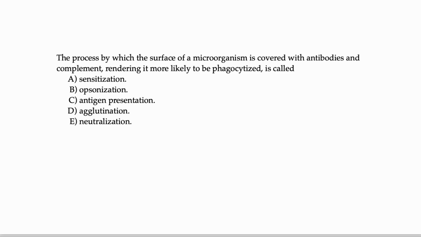All right. The process by which the surface of a microorganism is covered with antibodies and complement, rendering it more likely to be phagocytosed, is called. And the word that I didn't mention on the last slide is opsonization. And this is a very important vocabulary word. It's a strange word, opsonization. But that is what we say when the complement system binds to a bacteria cell that already has antibodies on it, making it more likely to be phagocytosed by a neutrophil, by a macrophage, by an eosinophil. That is called opsonization.